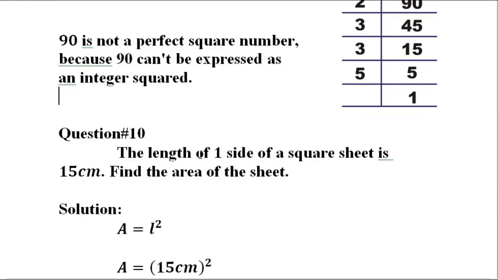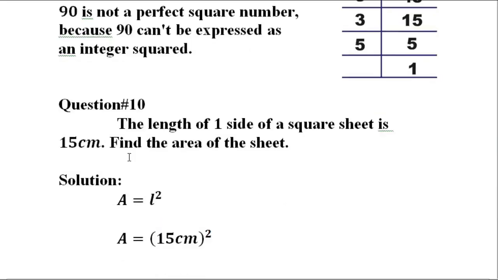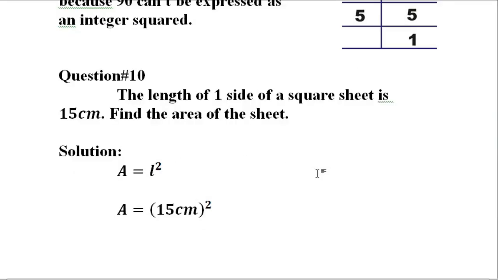Alright, moving on to number 10. The length of one side of a square sheet is 15 centimeters. Find the area of the sheet. It's a concept-based question. Since a square has all four sides equal in length, the length of each side of the given square sheet is 15 centimeters. The area of a square can be calculated by multiplying any two sides of the square, that is, length multiplied by length, or the square of the length.